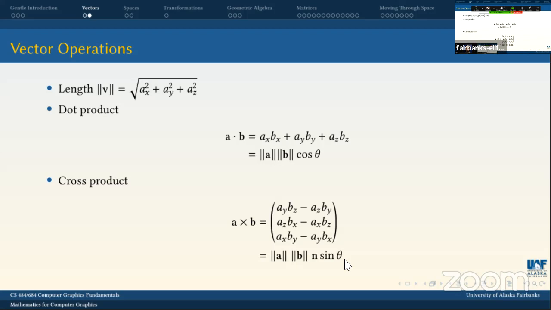And you use the length for 2 purposes. One, you take the difference between 2 points, and then you can find out how far the 2 points are from each other, so you take the length of the difference of 2 points. Or to normalize a vector. You have a vector that could be 5 units long, but you want it to be unit length. You just divide by the magnitude. Every component gets divided by the magnitude, and then you get a length of 1.